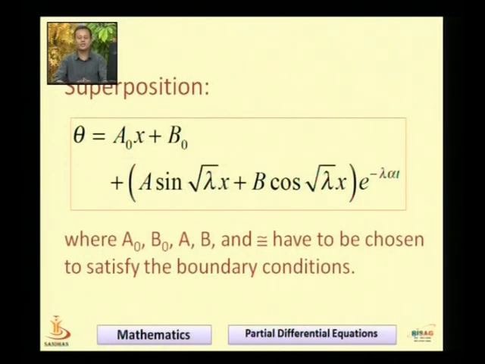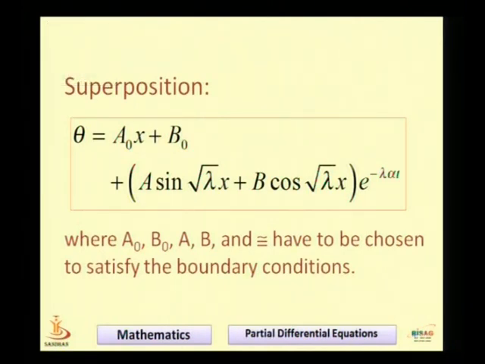So we apply the principle of superposition, that the solution will be a linear combination of these two, with the constants 1, 1 we can consider without loss of generality. So here we add both solutions in case of lambda equal to 0 and lambda not equal to 0, and we get the solution by the principle of superposition, that is theta equal to a0 x plus b0 plus (a sin root lambda x plus b cos root lambda x) into e raised to minus lambda alpha t, where a0, b0, a, b and lambda have to be chosen to satisfy the boundary conditions.